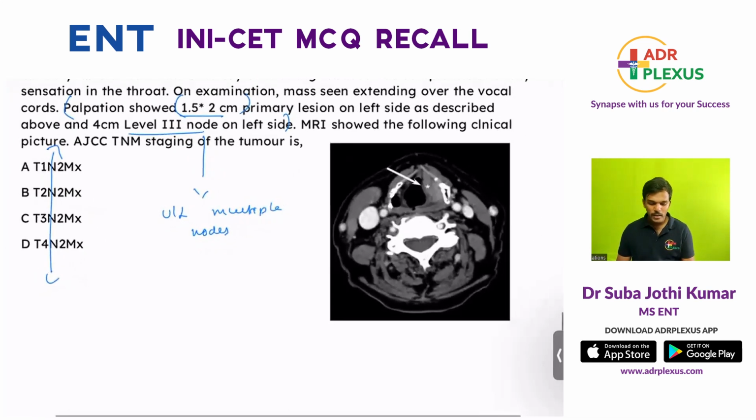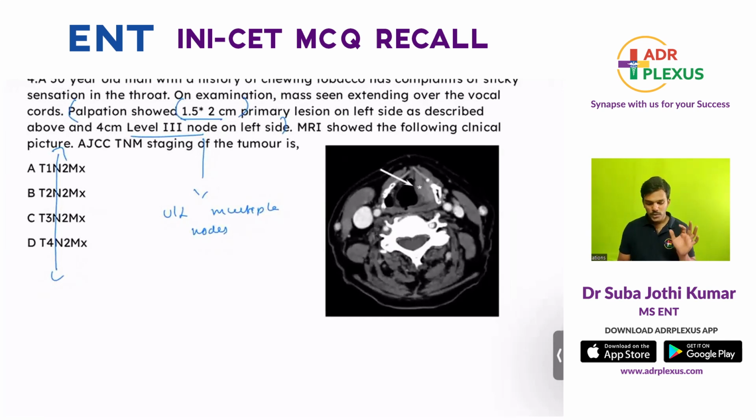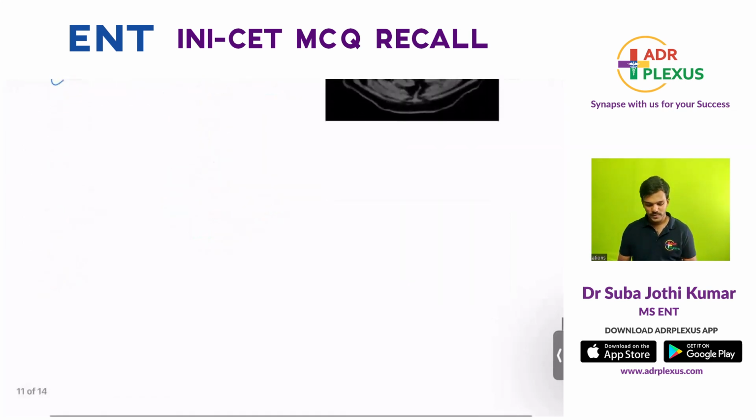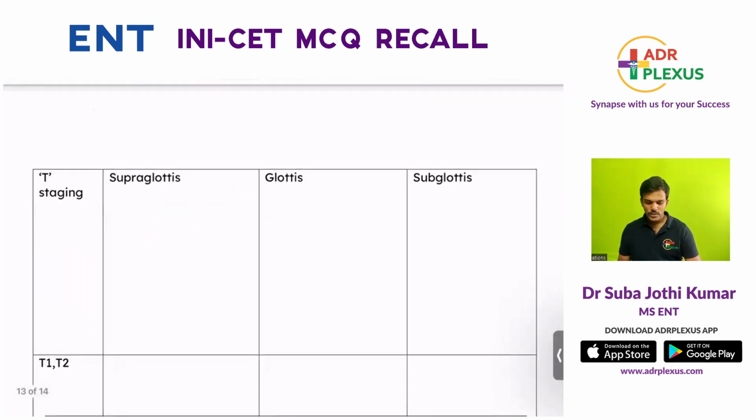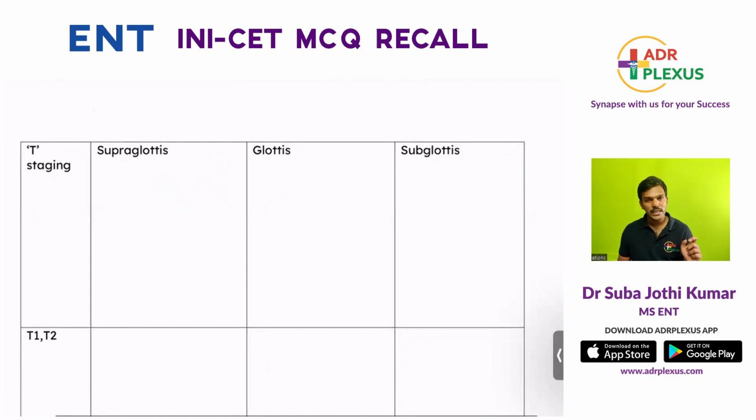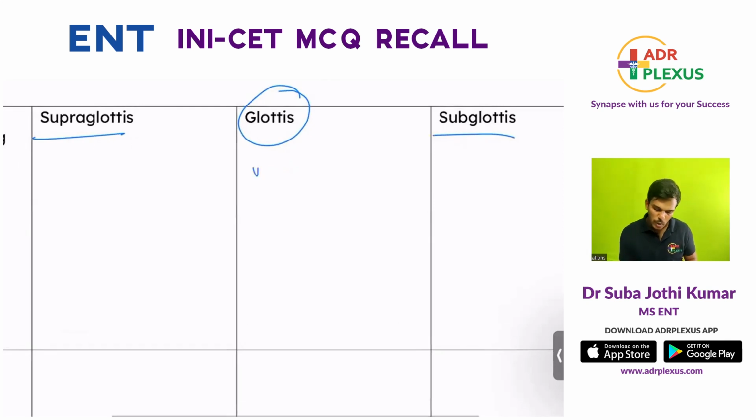Now we can get back to the T stage. So T staging, how are we going to learn about the T stage? So this is actually a question of carcinoma larynx, probably glottis. Sometimes supraglottis can be asked, sometimes subglottis can be asked. Okay, so what is glottis? It is nothing but vocal cord, anterior commissure and posterior commissure.